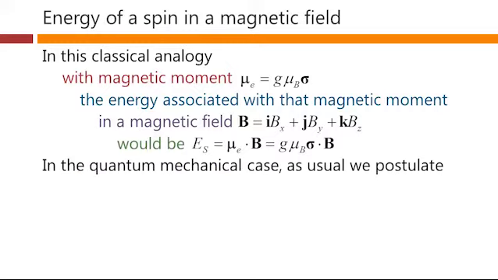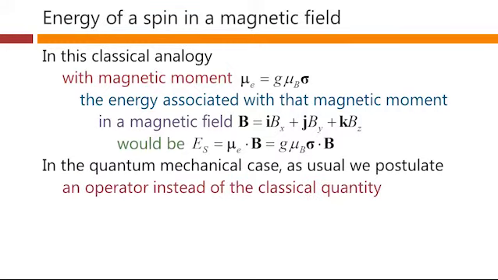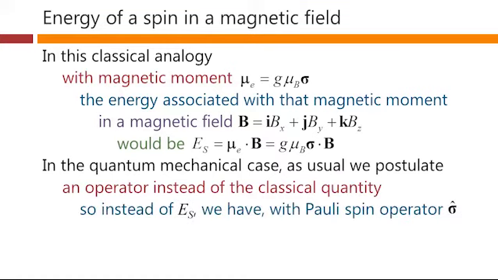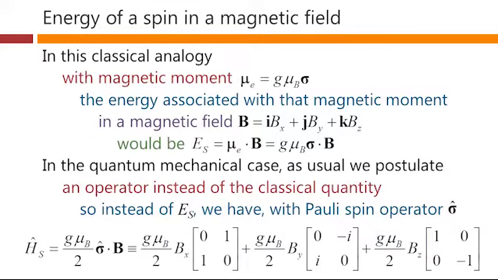In the quantum mechanical case, as usual, we postulate an operator instead of the classical quantity. So instead of this classical energy, we have, with our Pauli spin operator sigma, an expression like this: g mu_B sigma dot B. We have a factor of 2 here. I'll explain why that is there. It's not actually a change in the physics. And so writing this out in terms of the Pauli spin matrices, this would be our expression for our presumed quantum mechanical Hamiltonian here.